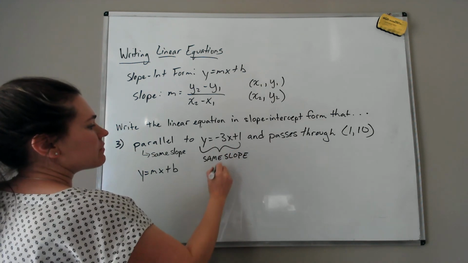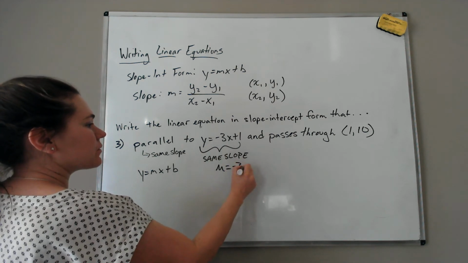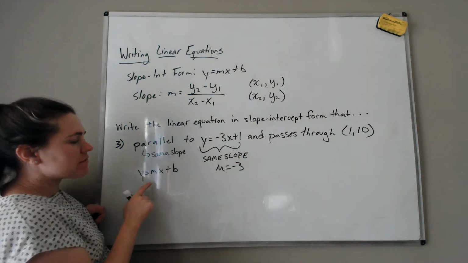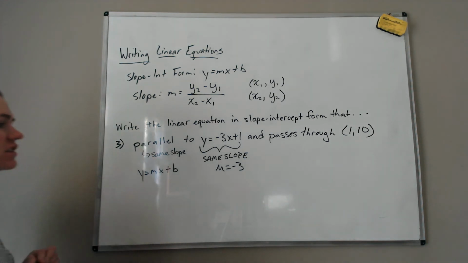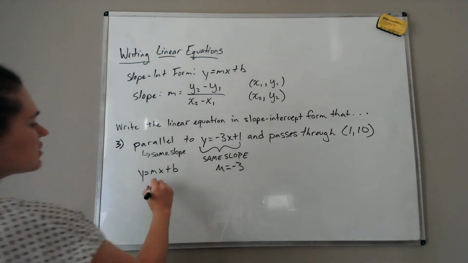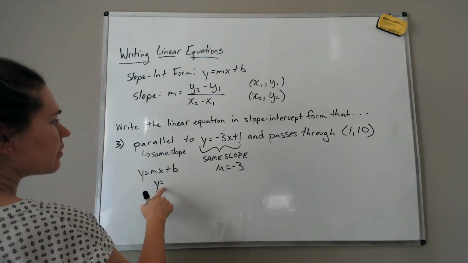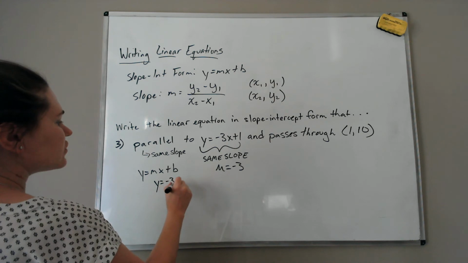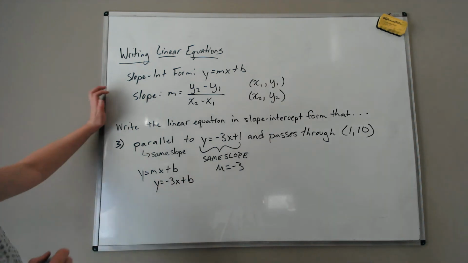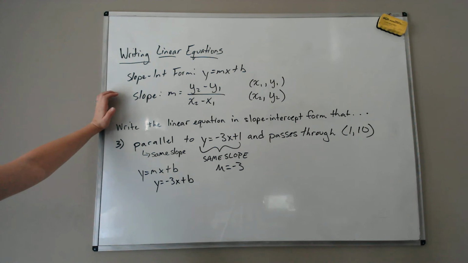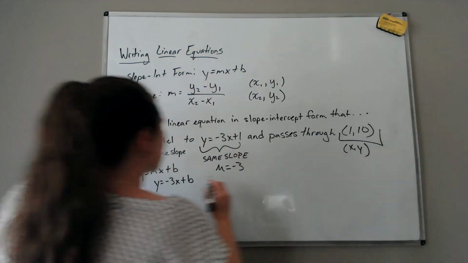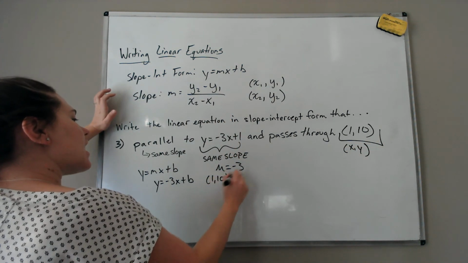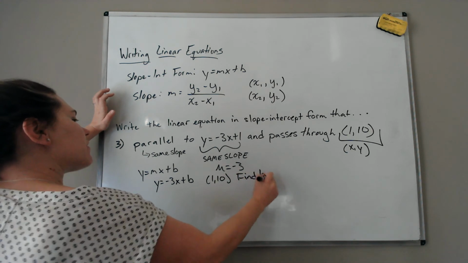So what is the slope of this line? The slope of this line is -3. So that means the slope of the line we're writing the equation of also has to be -3 because it needs to be parallel. So the equation of the line we're writing has to be y equals -3x plus b. Now what we don't know is the y-intercept of this line. Well, we know it passes through this point. So we're going to plug in (1, 10), and that's going to allow us to find the value of b.